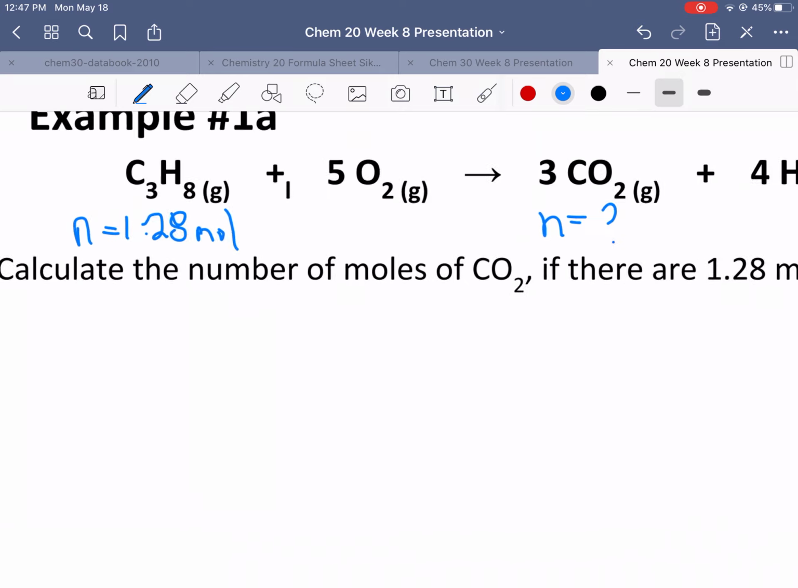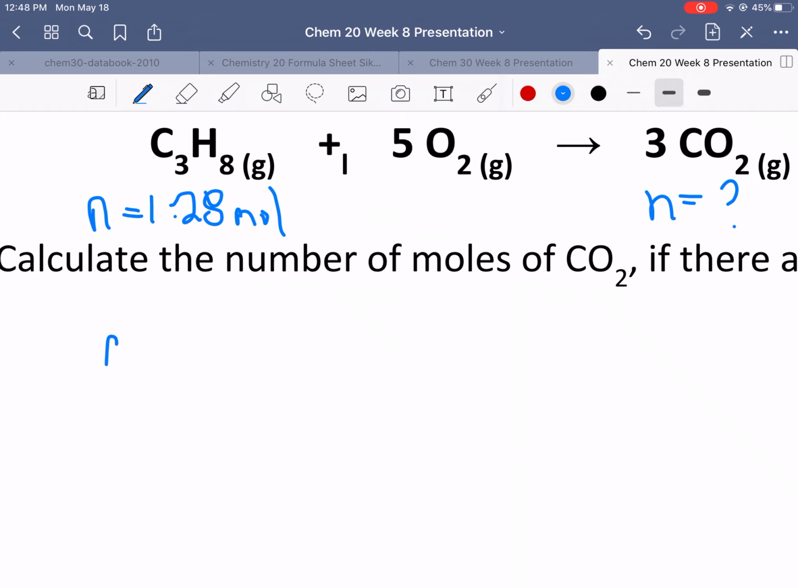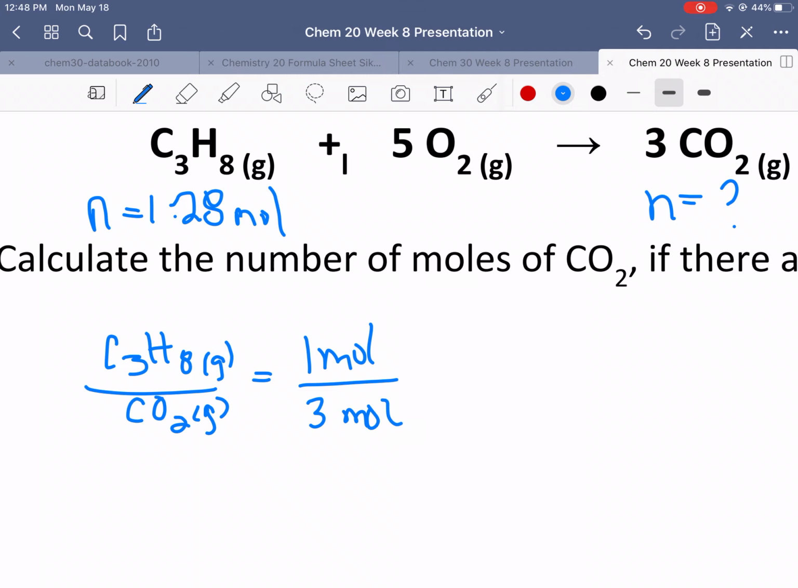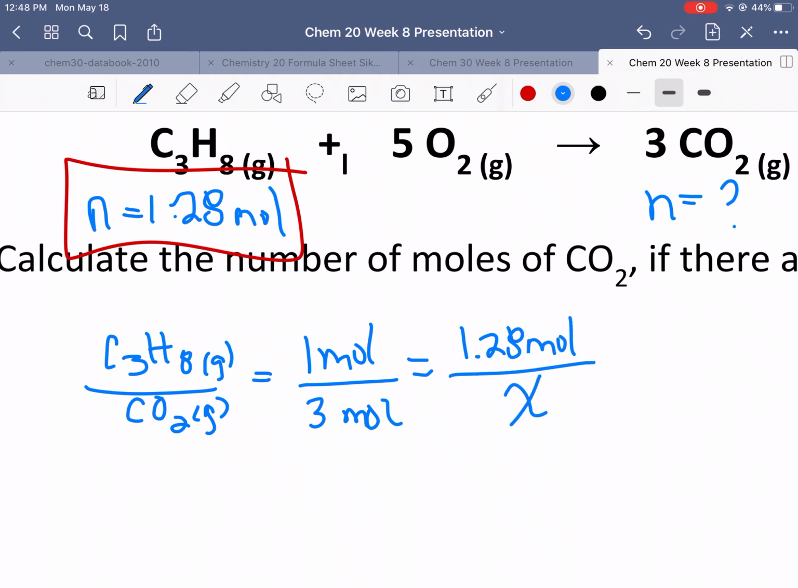How are we going to do this? Well, consider what we're comparing. We're comparing the propane gas to the carbon dioxide gas. That's the ratio we're concerned about. It is a 1 mole ratio to a 3 mole ratio. Okay, so there it is. Now, what's the part that you know already? We know the amount of propane. So that's the one I'm going to write out. Okay, it goes on top. Everything about propane is on top. 1.28 moles. And then our unknown is the carbon dioxide.